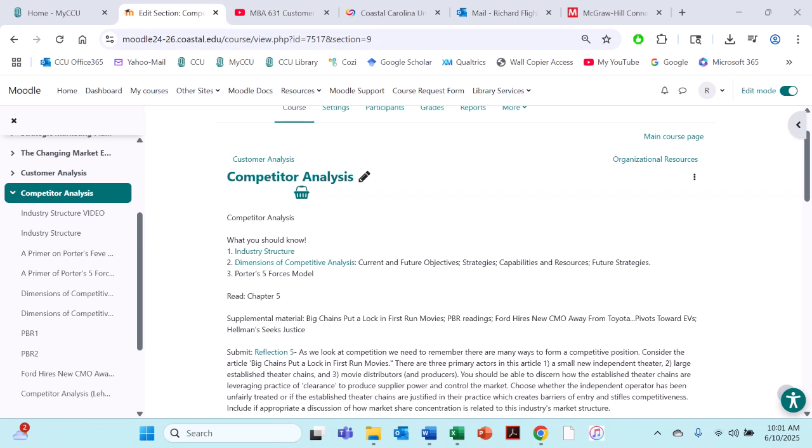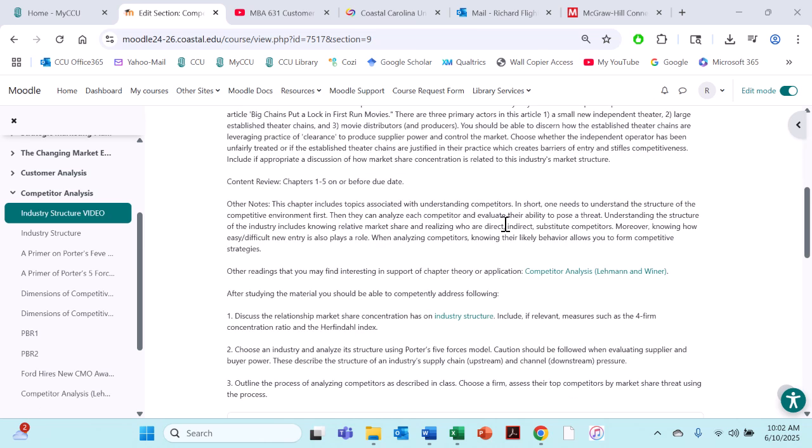A good overview, a good summary chapter is the supplemental reading by Lehman and Weiner. It's a book chapter, but again, it's good supplemental reading to give you another good overview of what you look at specifically when you go to investigate and research a competitor. I find that chapter is really, really helpful in being able to understand what's going on in their world.